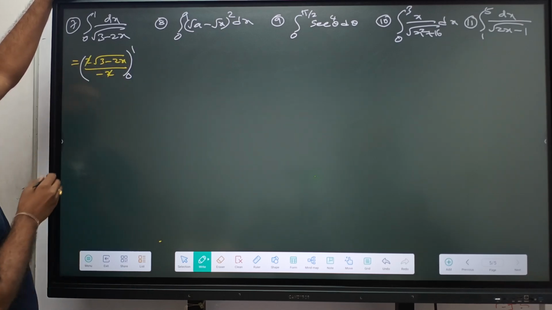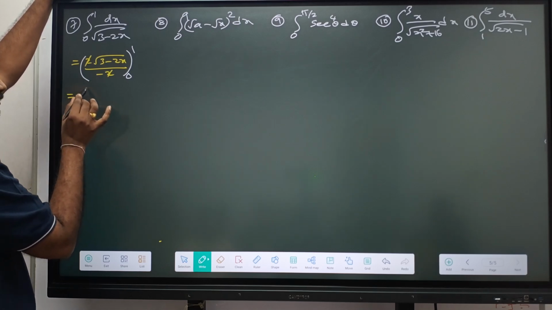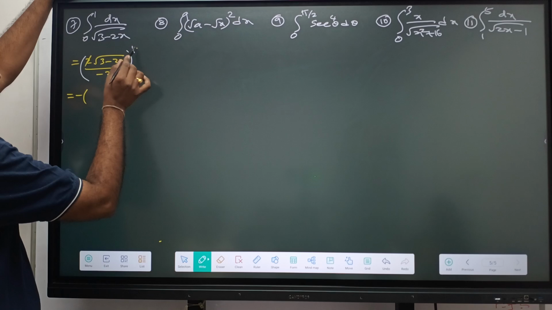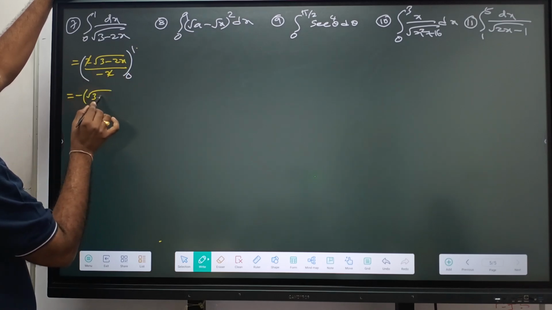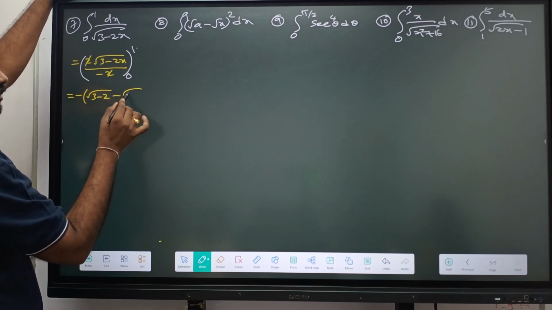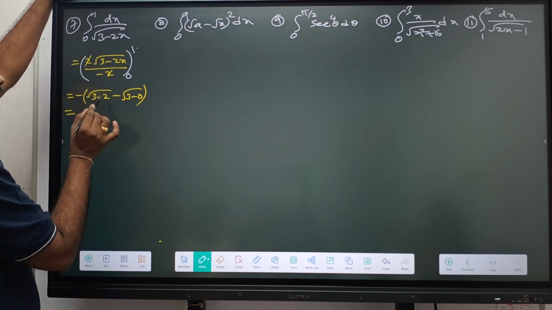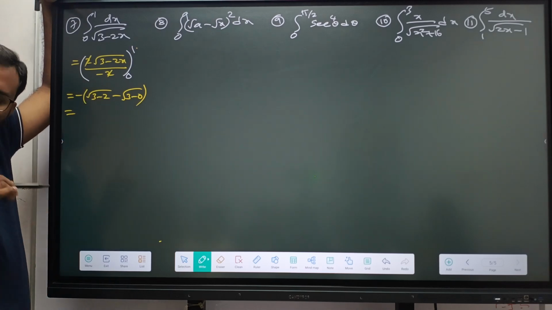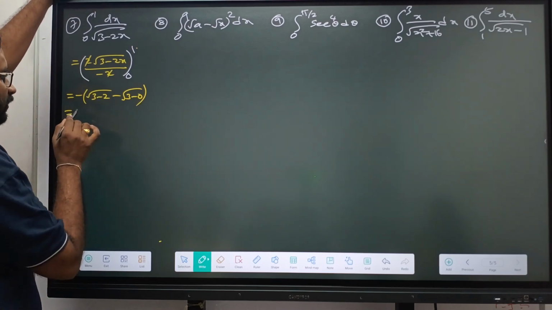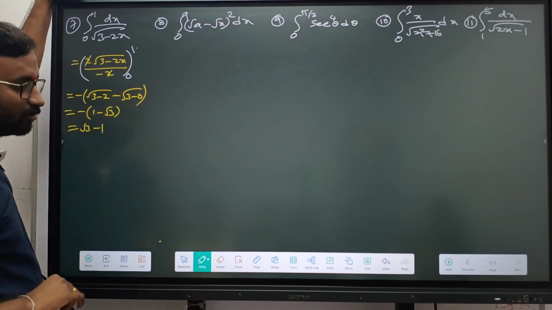2 to first upper limit, right? Minus is there, na? Minus outside. Upper limit: root over 3 minus 2 into 1, 3 minus 2. Minus lower limit: root over 3 minus 0. Root over 3 minus 1. 3 minus 2, 1. Root 1, 1. Minus of 1 minus root 3, which is equal to root 3 minus 1.